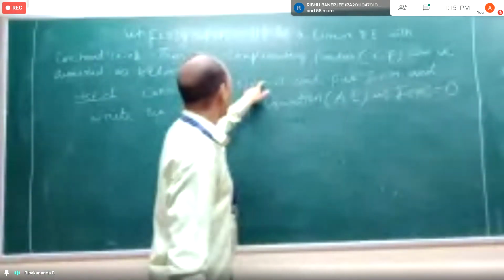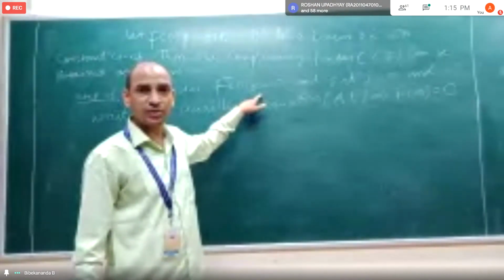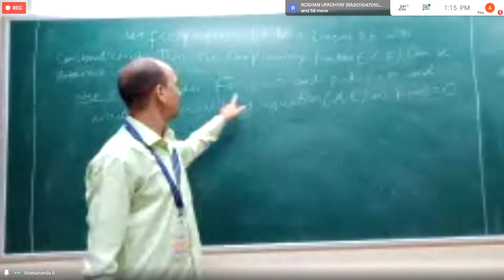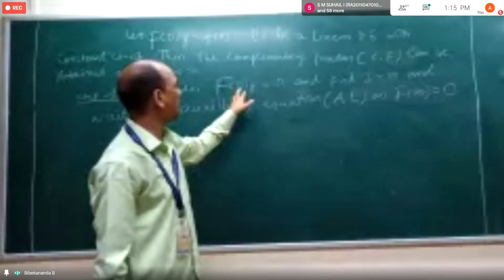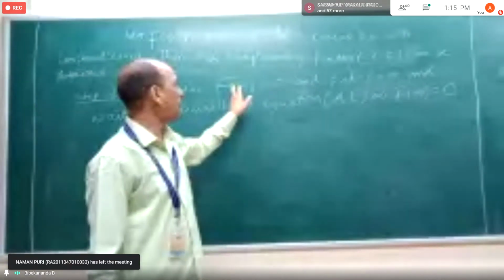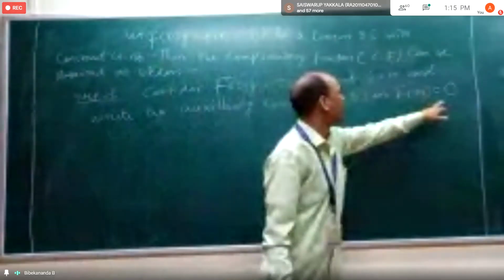Since here y is the dependent variable, it is non-zero. So what will I write? If I replace D by m, the remaining term will be f(m), and f(m) of y equal to 0. Since y is not 0, I will consider f(m) equal to 0.